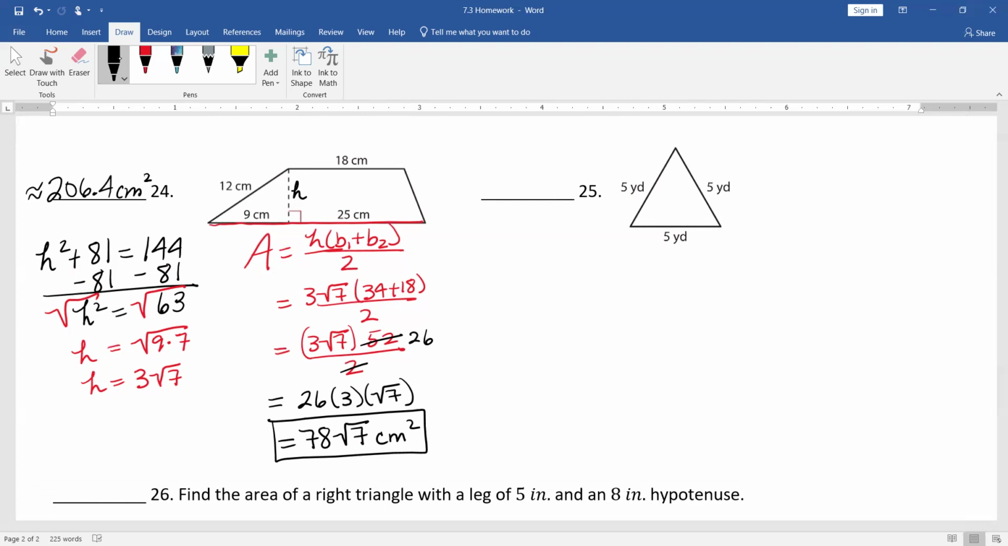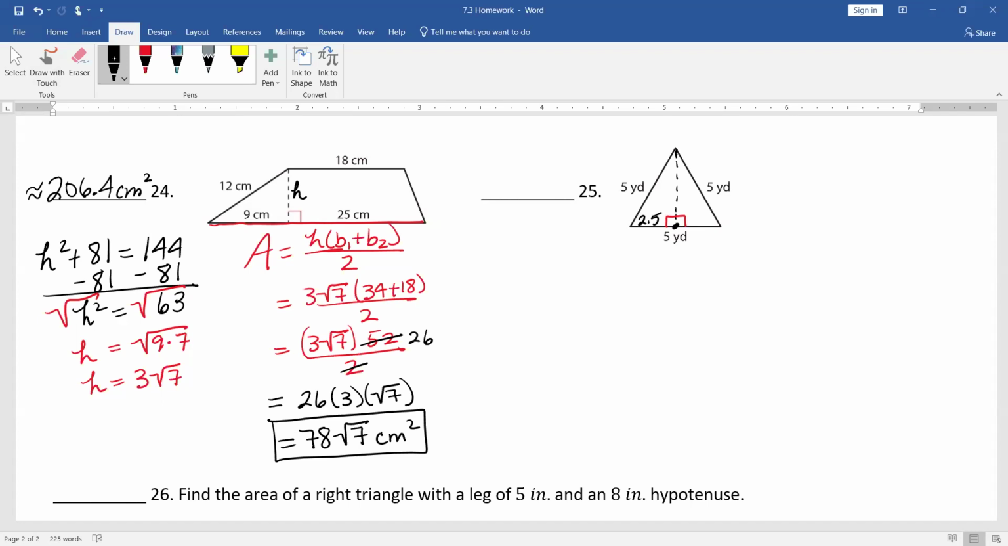All right, moving on. For this last one, we have a triangle, and the nice thing about this one is it is equilateral. So the altitude actually is a perpendicular bisector. They're the same. Because all sides are exactly the same length, when you draw the altitude down to the base, you create a right triangle, and it occurs exactly at the midpoint. So that tells you that each side of that is 2.5 yards.